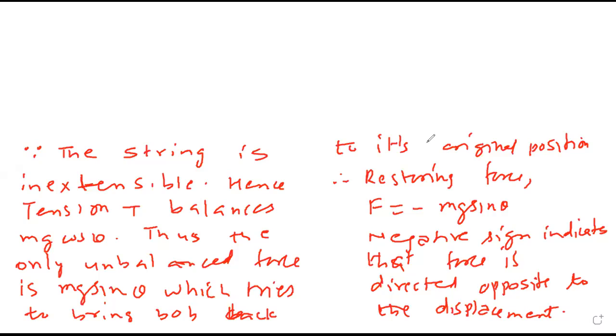The string is inextensible and tension balances mg cos theta. Thus the unbalanced force is mg sin theta, which tries to bring the bob back to the original position. Restoring force is minus mg sin theta. The negative sign indicates that the force is directed opposite to the displacement. Can I clear now this? Yes, sir.